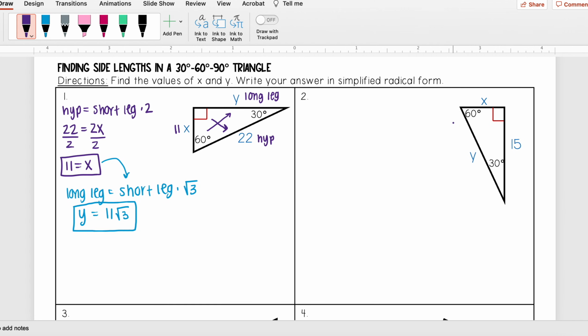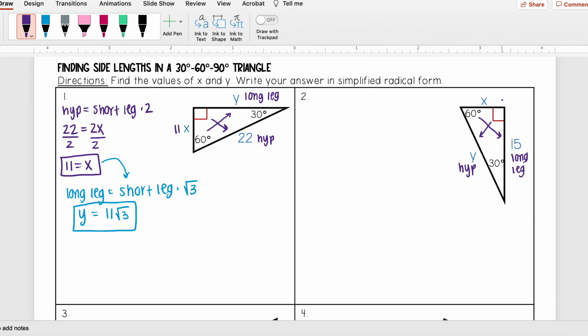Okay, let's look at this next one. So first off, I'm going to go ahead and label my hypotenuse and my long leg. My hypotenuse is opposite of my right angle, so that means that my hypotenuse here is y. My long leg is opposite of the 60-degree angle. It's also just the longer of the two sides, and so that means that my long leg here is 15. And so that means that my short leg is x.